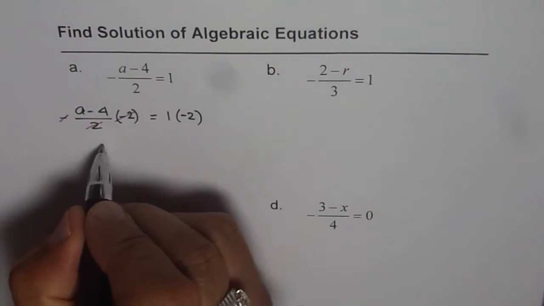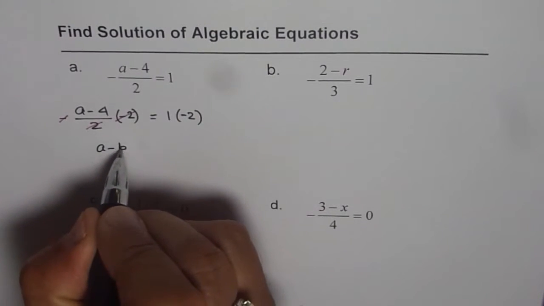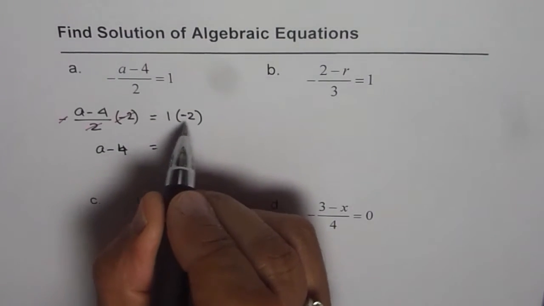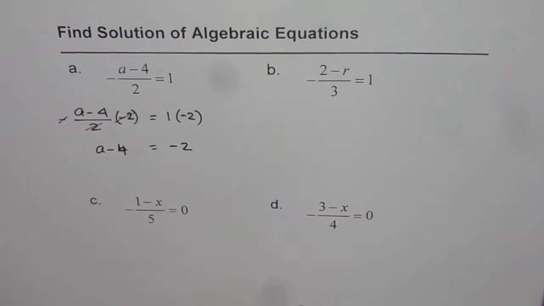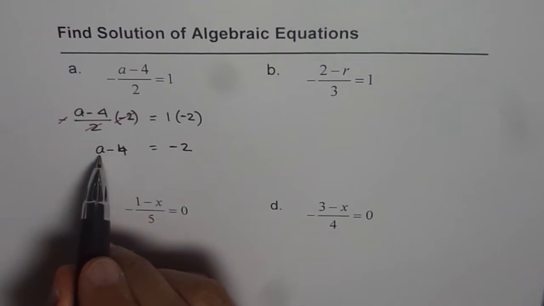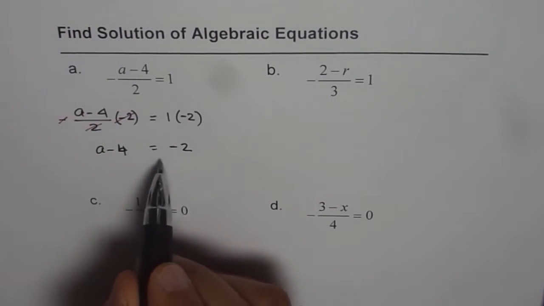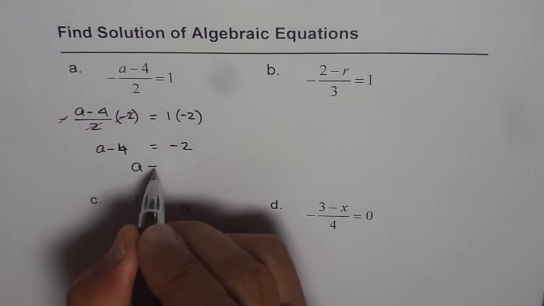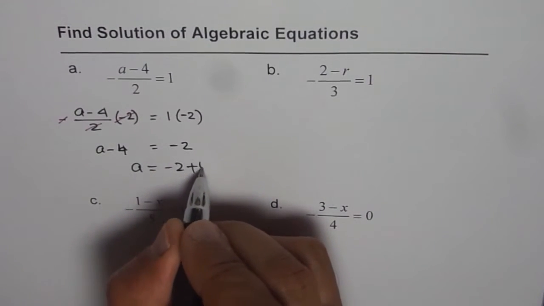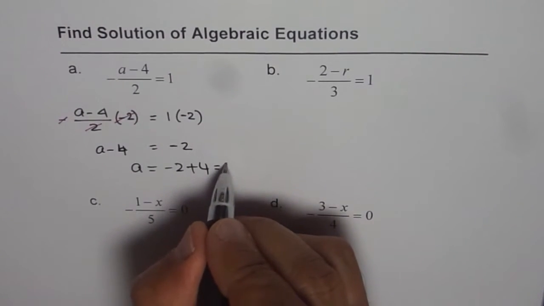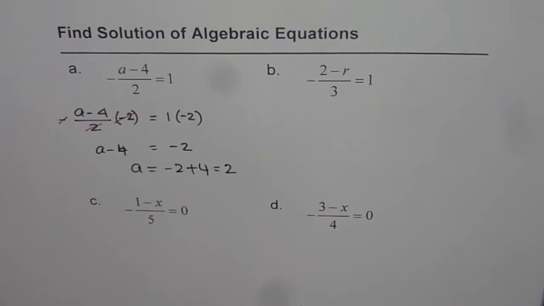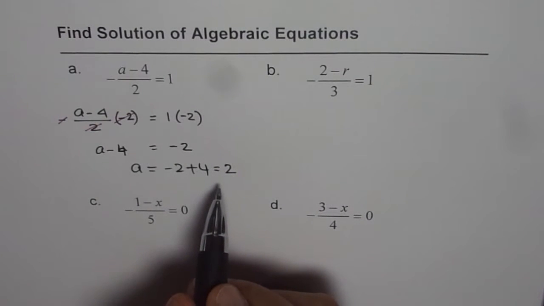So we are left with a minus 4, let's write 4 equals 1 times minus 2, which is minus 2. Now to find the value of a, we can add 4 on both sides. So we get a equals minus 2 plus 4, which is indeed equal to plus 2. So a equals plus 2 is our solution.